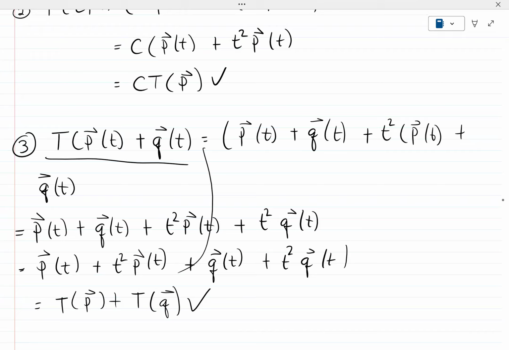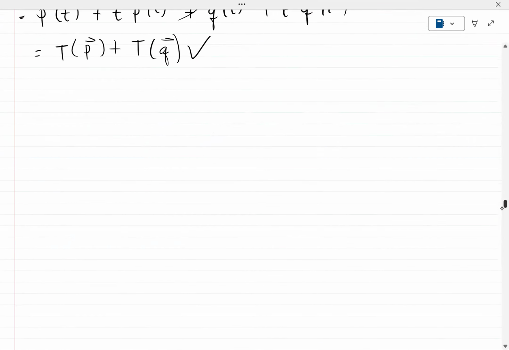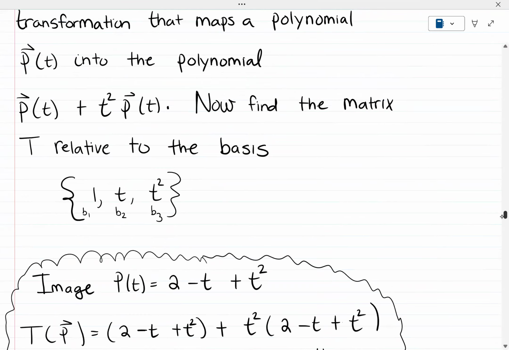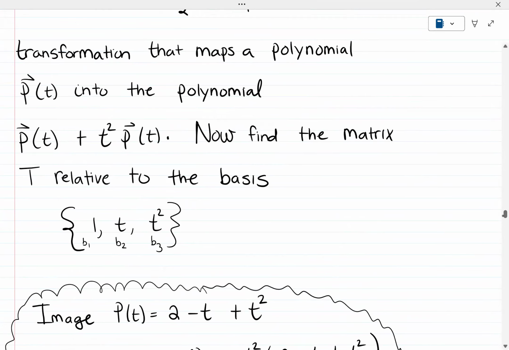Okay, let's do another one. The next example says let T from P2 to P4 be the transformation that maps a polynomial P of T into the polynomial P of T plus T squared P of T. Now find the matrix of T relative to the bases of 1, T, and T squared. So my B1 is 1, my B2 is T, and my B3 is T squared.